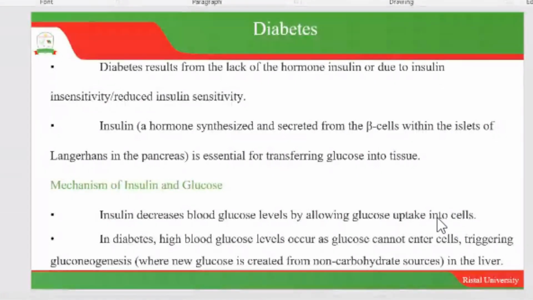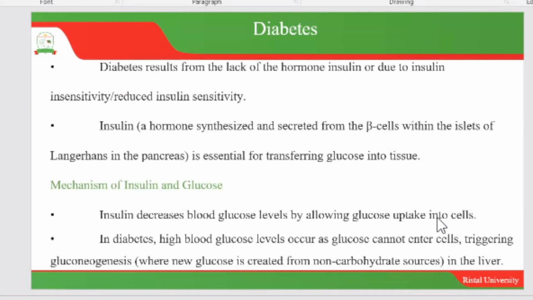So insulin is a hormone that is synthesized and secreted from the beta cells within the islets of Langerhans in the pancreas. So this hormone is very essential for transferring glucose into the tissues.